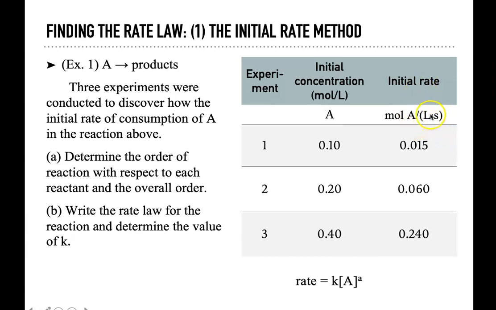Then we measure the initial rate: per second, how much the molarity of A is changing initially, just when the reaction starts. When we measure it, we find it is 0.015, 0.060, 0.240. Now determine the order of reaction with respect to each reactant and the overall order. Write the rate law for the reaction and determine the rate constant K.